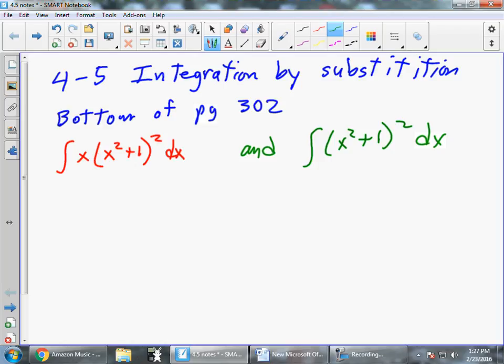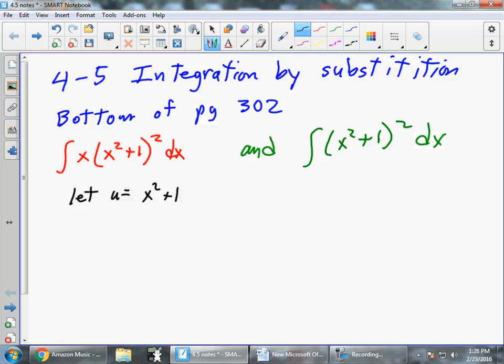Now, obviously, you could expand this, and we'll do that afterwards. But for right now, let's do a substitution. So the author suggests letting u equal x squared plus 1.